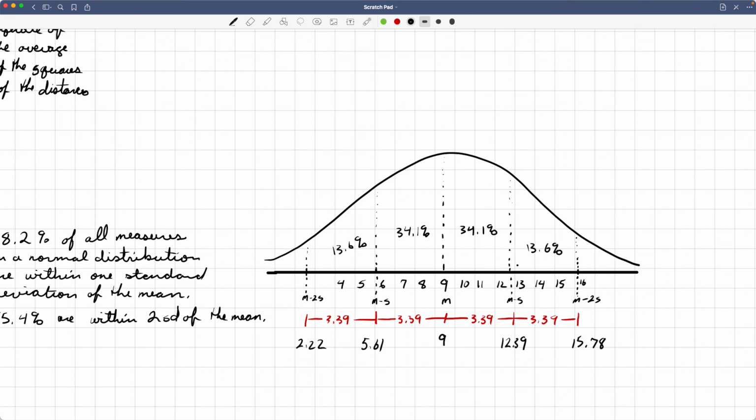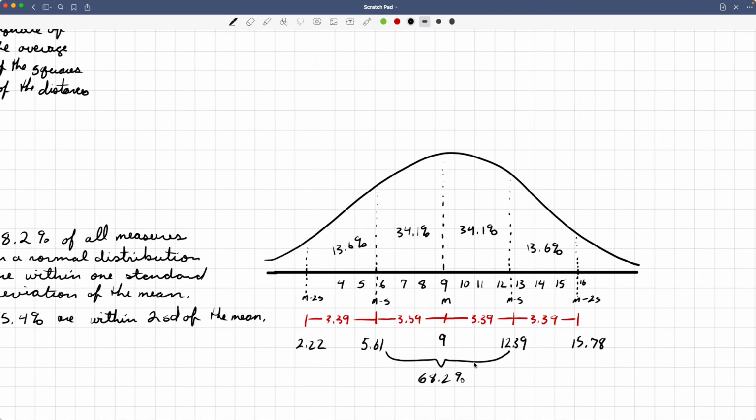And that's the range from 2.22 to 15.78, where the majority of my data should fall given that set of information. And that's how you would find your standard deviation, and how you would set up your graph for standard deviation, and how you would calculate the different categories. So within here, I would have 68.2% of my data, as you can see.